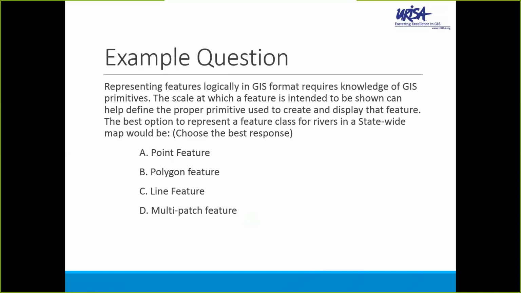Representing features logically in GIS format requires knowledge of GIS primitives. The scale at which a feature is intended to be shown can help define the proper primitive used to create and display that feature. The best option to represent a feature class for rivers in a statewide map would be... this would be C.